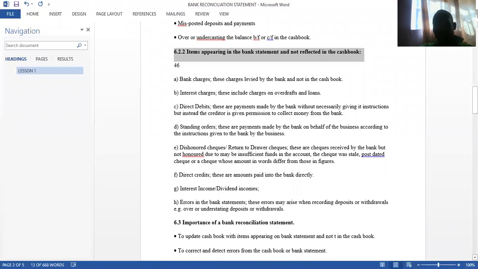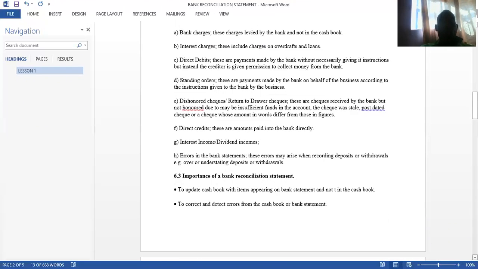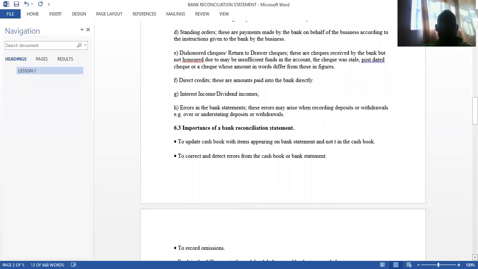At this particular moment, maybe we can talk about why it is important to prepare a bank reconciliation statement. Number one is to update the cash book. Remember, we have talked about a case whereby items are in the bank statement but they are not in the cash book. Because they are not in the cash book, the cash book is not capturing all the necessary information. Once you have noticed that some items are missing, you update the cash book by including those items that were supposed to be there but are missing.